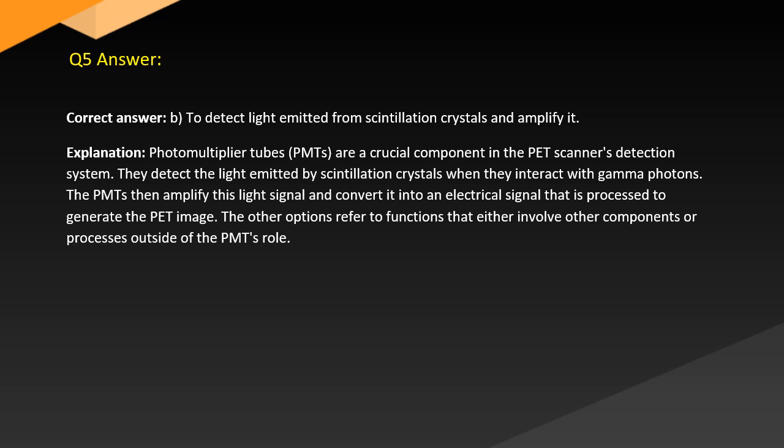Answer. Correct answer B. To detect light emitted from scintillation crystals and amplify it. Explanation. Photomultiplier tubes, PMTs, are a crucial component in the PET scanner's detection system. They detect the light emitted by scintillation crystals when they interact with gamma photons. The PMTs then amplify this light signal and convert it into an electrical signal that is processed to generate the PET image. The other options refer to functions that either involve other components or processes outside of the PMT's role.